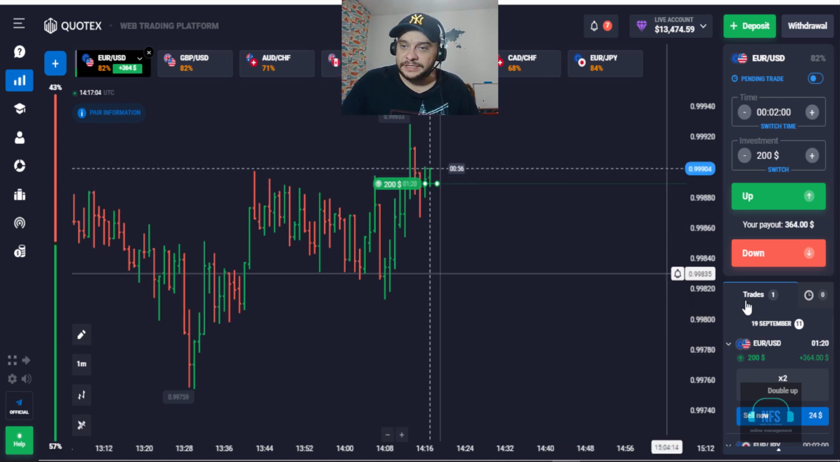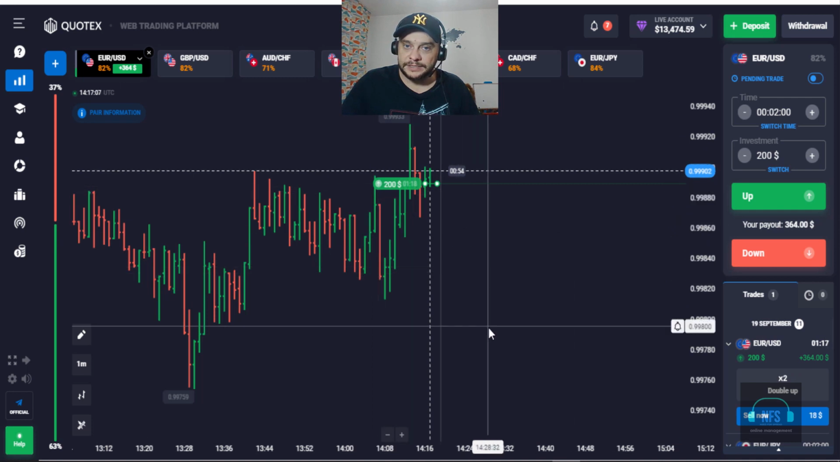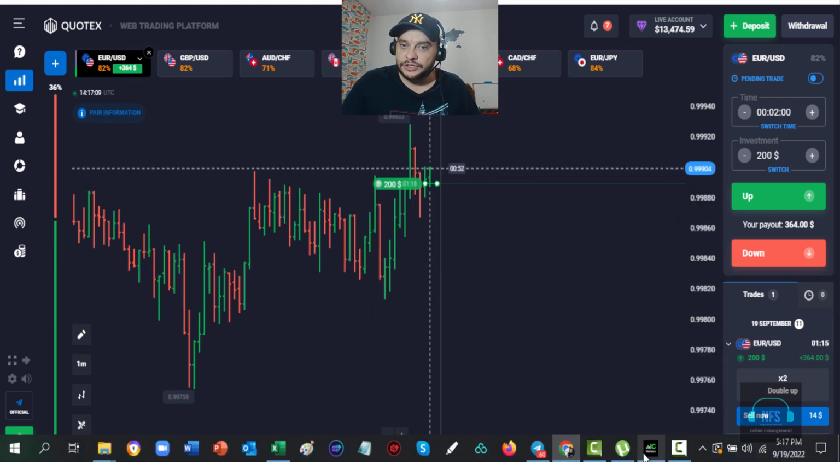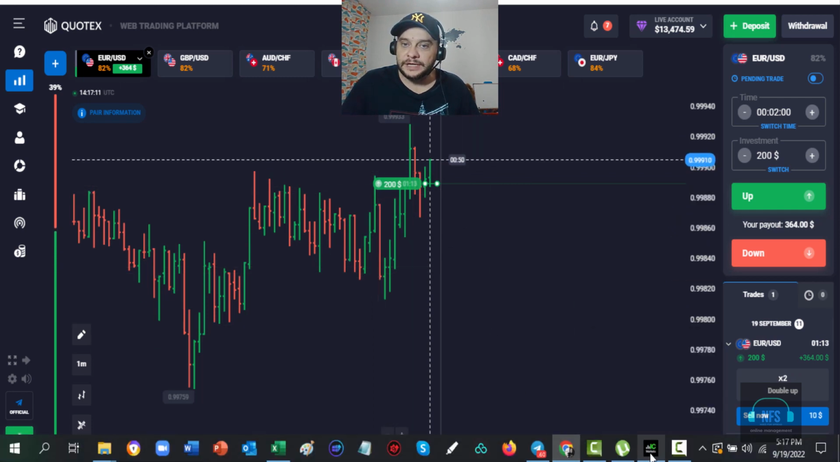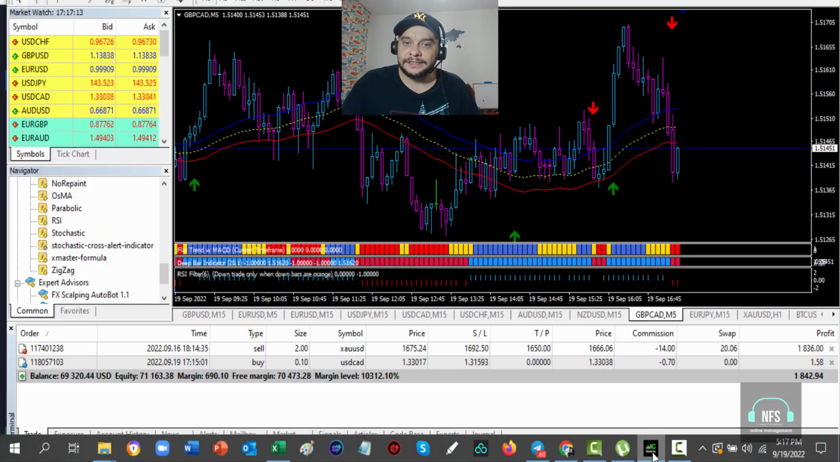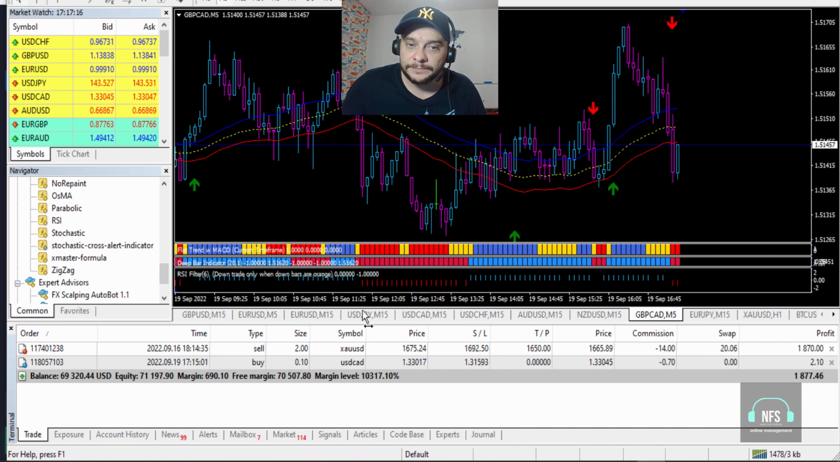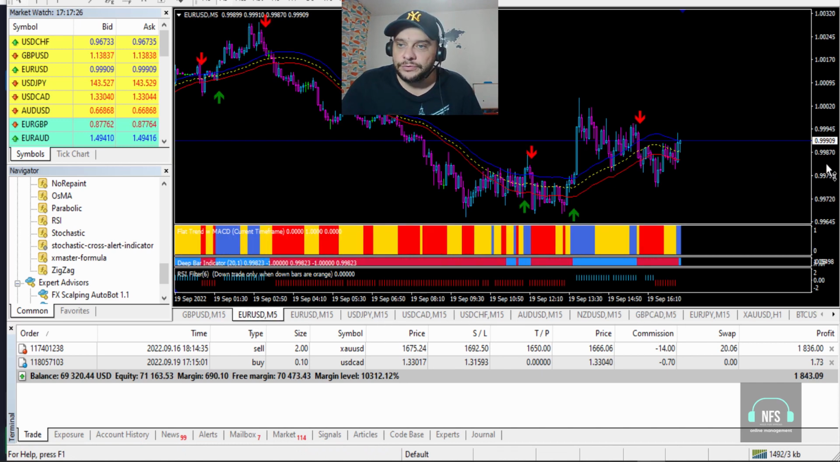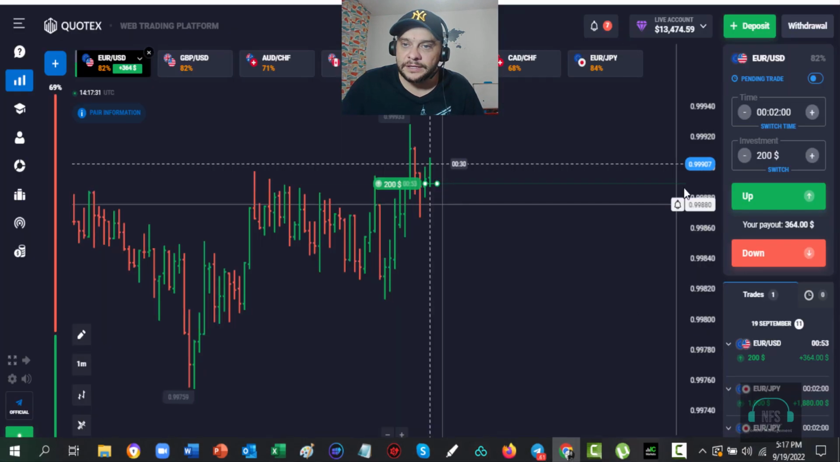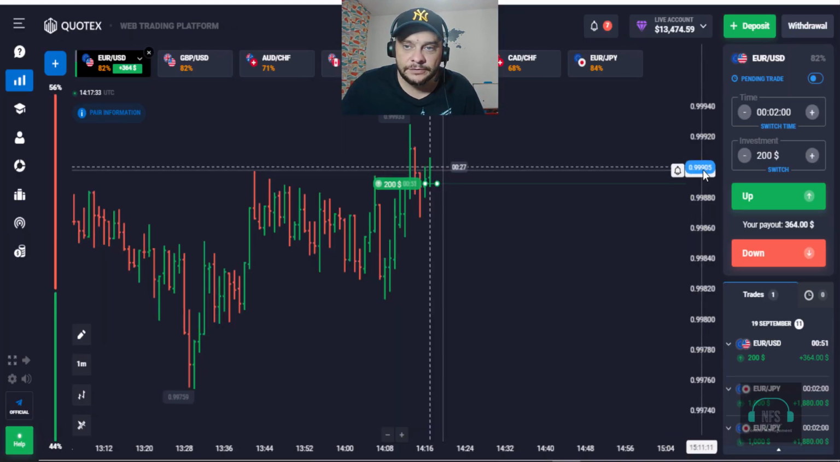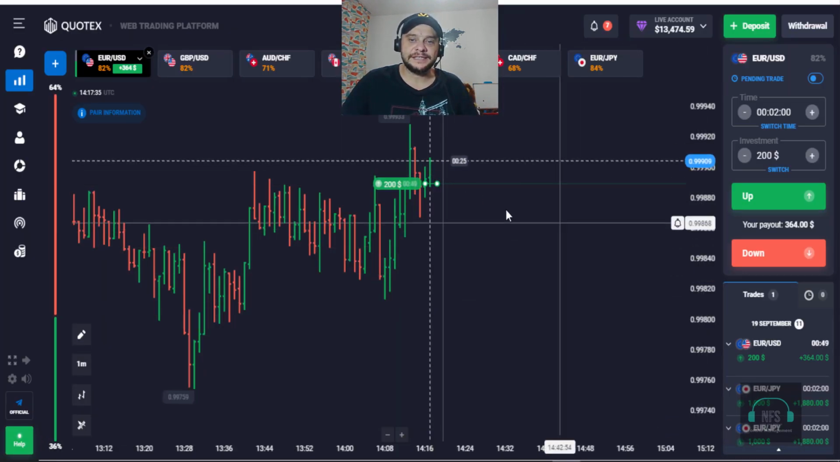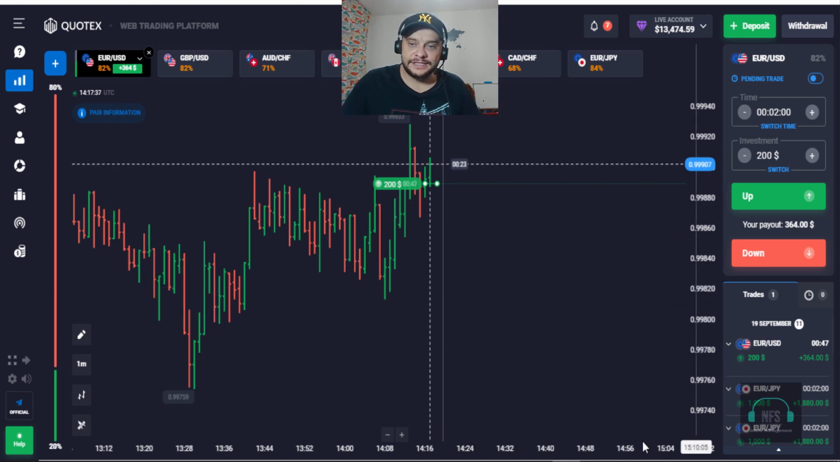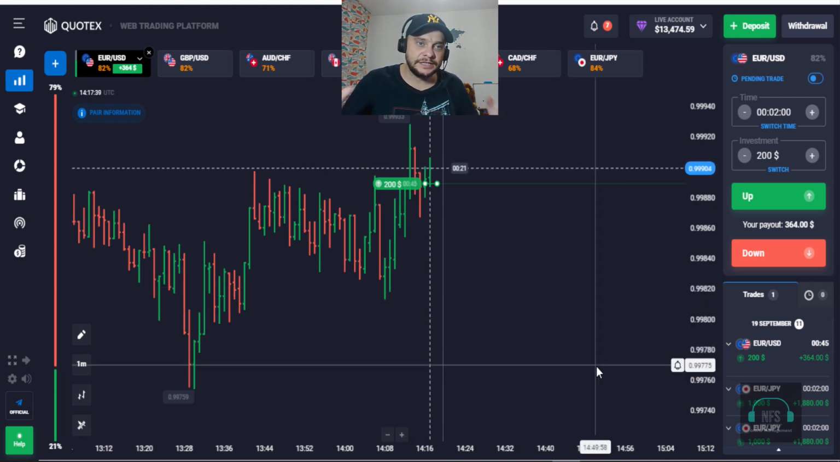As you can see, on Euro USD I've placed that up trade and the price is going up. Let's check the price here, because some of you commented that the price is not the same. Euro USD, 0.99904. So it's here. This is the same price you can see on the MT4 platform.